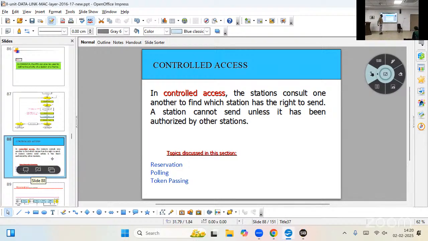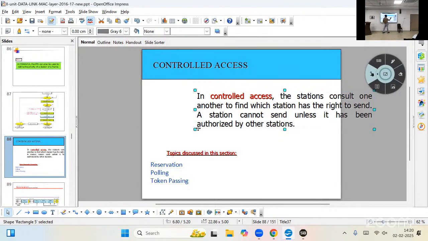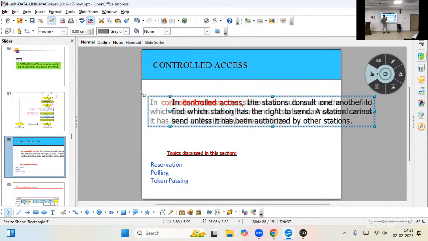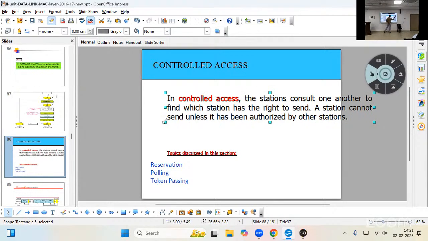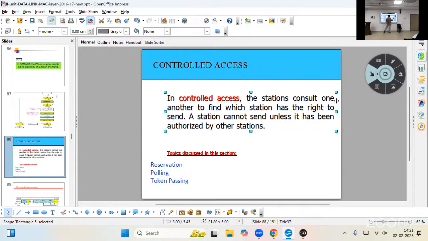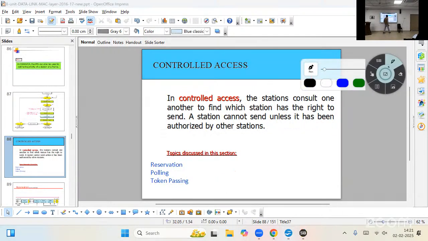So control access protocols can have some mechanism for which frame they want to send and which frame after, so that they give authorization. Based on this authorization, okay. So these are three mechanisms: reservation, second polling, and token passing. So here in your topic they mention reservation and polling.